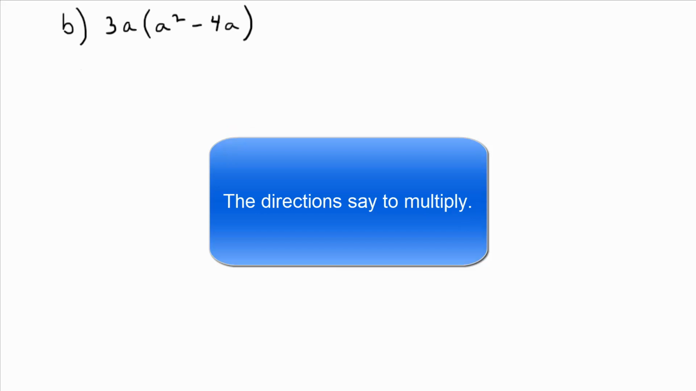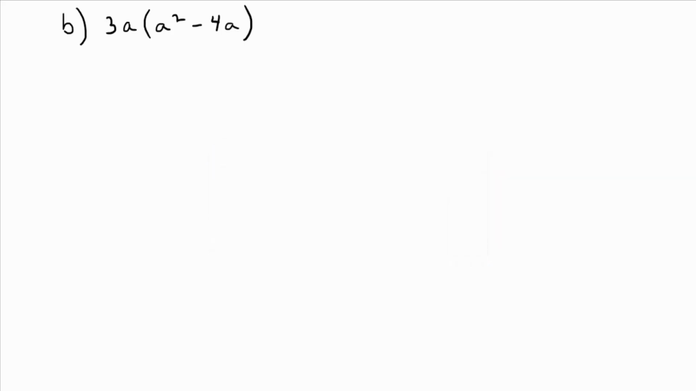Okay, so we have a monomial times a binomial. Does everybody see that? I'm trying to get you to practice your vocabulary here a little bit. So what's the monomial in this multiplication? The 3a. What's the binomial? A squared minus 4a. Binomial means it has two terms.